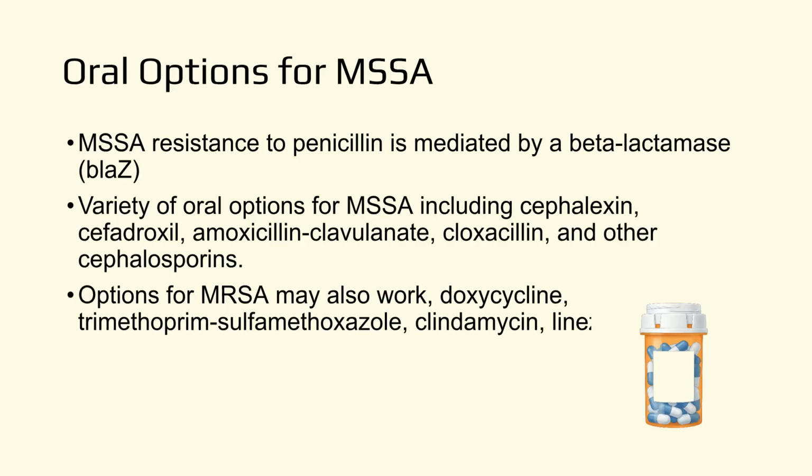There are a variety of oral options for MSSA. These include cephalexin, cefadroxil, which I think of as cephalexin but just dosed twice a day, amoxiclav, cloxacillin, and other higher generation cephalosporins. Now, you might be wondering a little bit about the amoxiclav. That is because MSSA resistance to penicillin is generally mediated by a beta-lactamase, and the clavulinate component of that can help overcome that resistance. However, amoxiclav is a little bit broader and shouldn't be used unless you need to for some other reasons. Options for MRSA may also work as well, and I'll discuss those in a bit.